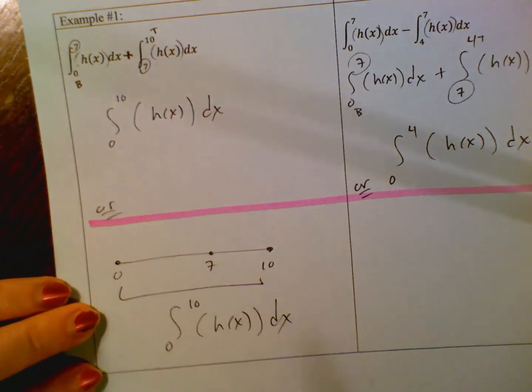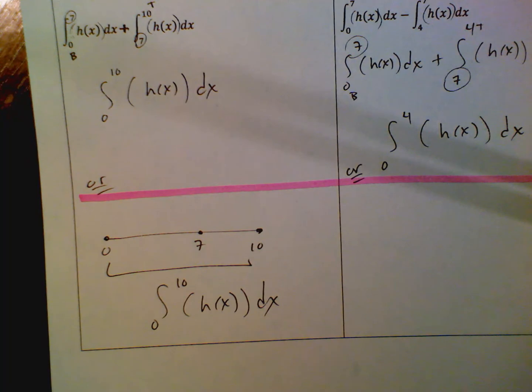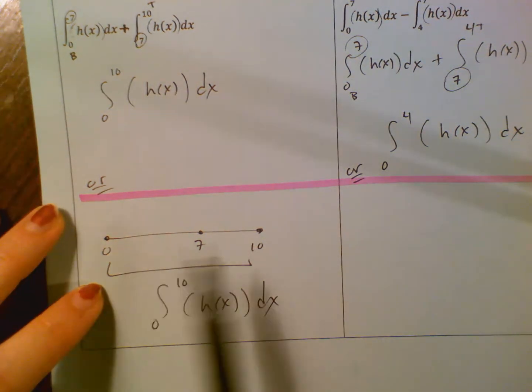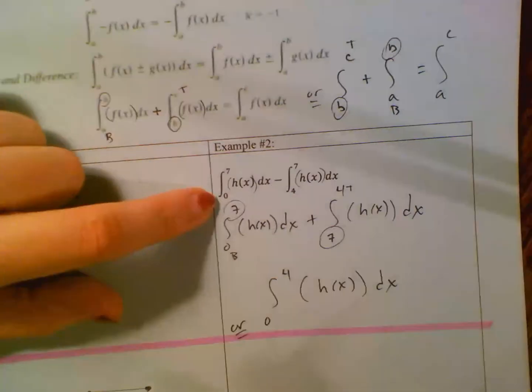Because you're just adding those two intervals together. And so you're integrating over the whole interval 0 to 10, instead of just over here and then there. You could do the whole thing. Okay, now over here, same idea.